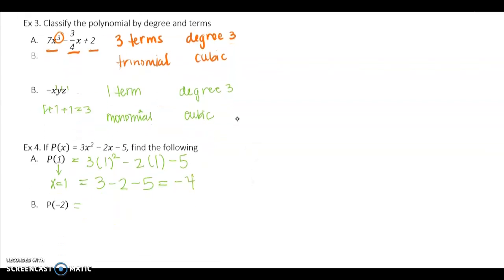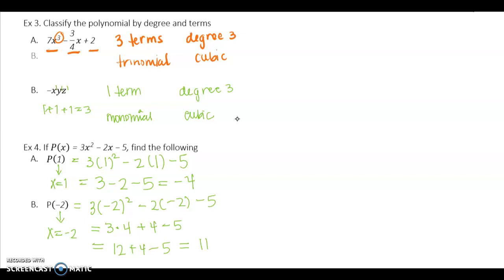All right, next thing you're going to do is the same thing, but now you have a negative 2. So x is equal to negative 2. So wherever you see an x, you're going to plug in negative 2. So this gives you 3 times 4 plus 4 minus 5. So this gives you 12 plus 4 minus 5. So if you add that up, it gives you 11.